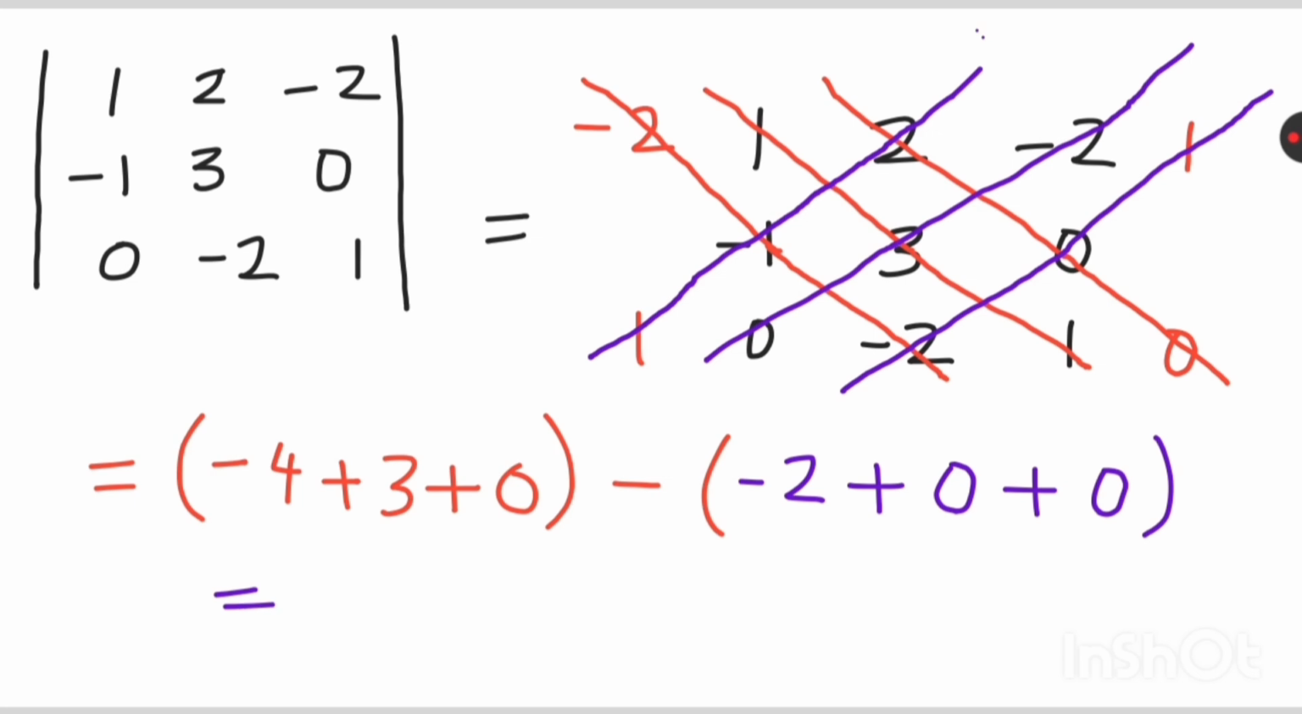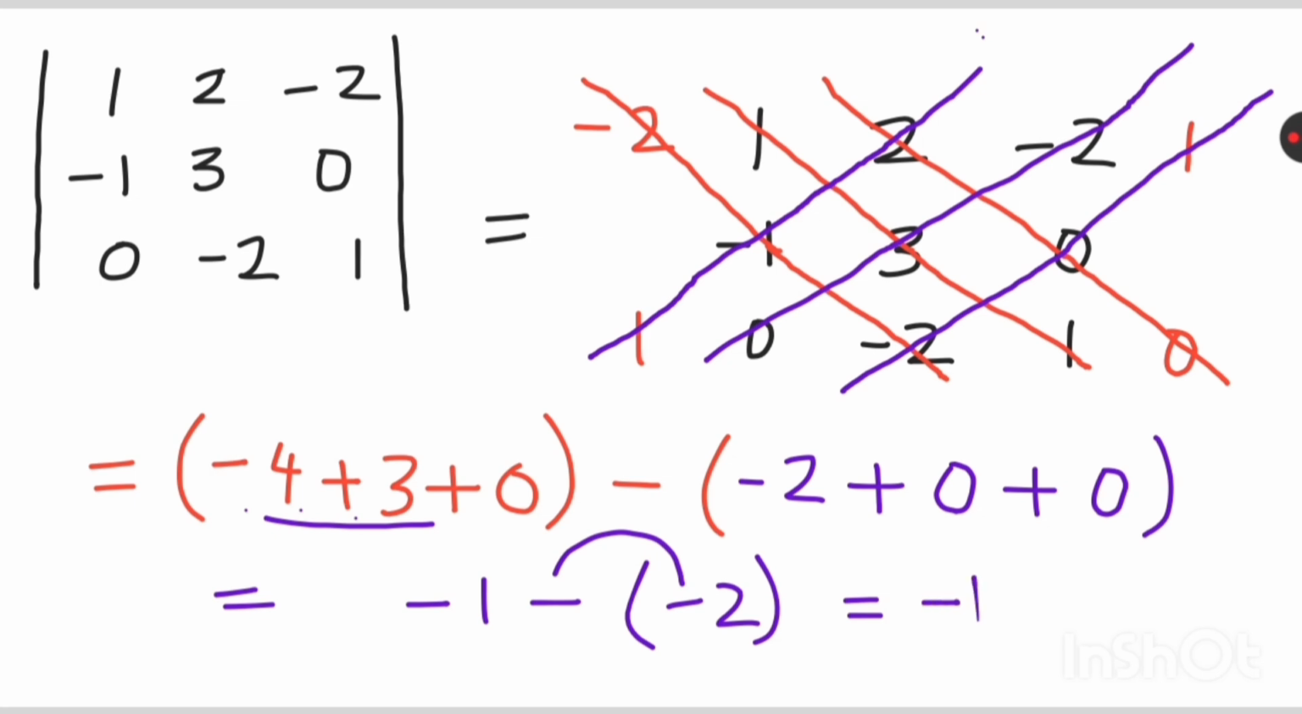So now let's do minus 4 plus 3, which gives minus 1. Then here we have a minus, so minus of minus 2 plus 0, which is only minus 2. So here minus into minus gives plus, so minus 1 plus 2 is only 1. The determinant of this 3 by 3 matrix is only 1.